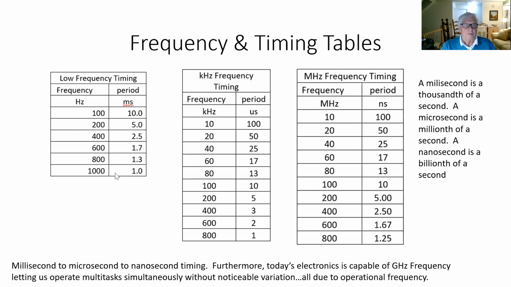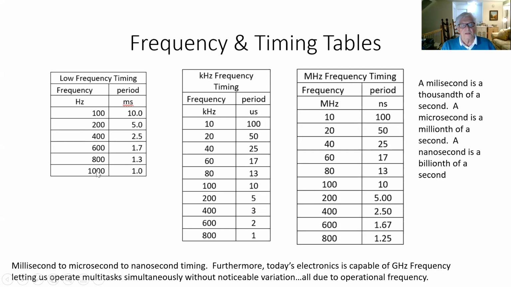Okay, at 1 kilohertz, you get a period of 1 millisecond. So things could happen at 1 millisecond intervals. Okay, that's what can happen electronically. So, but we don't normally use.